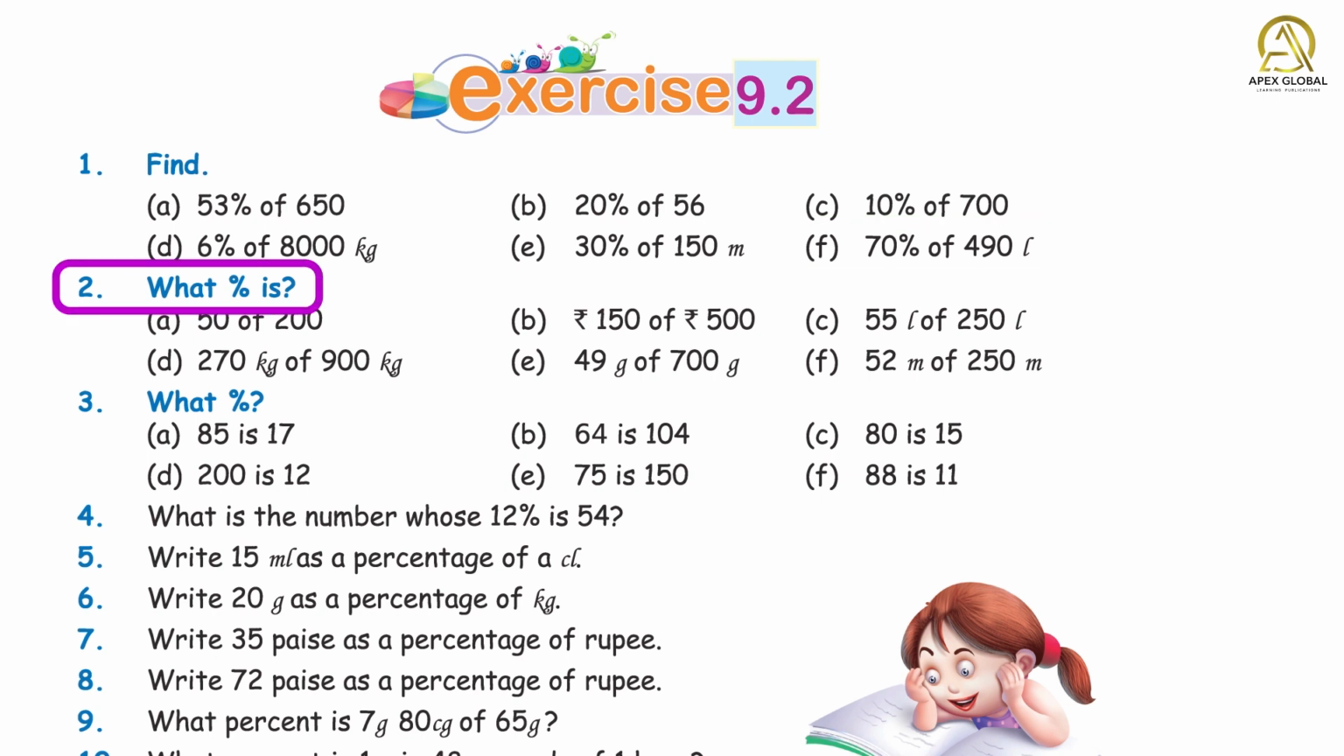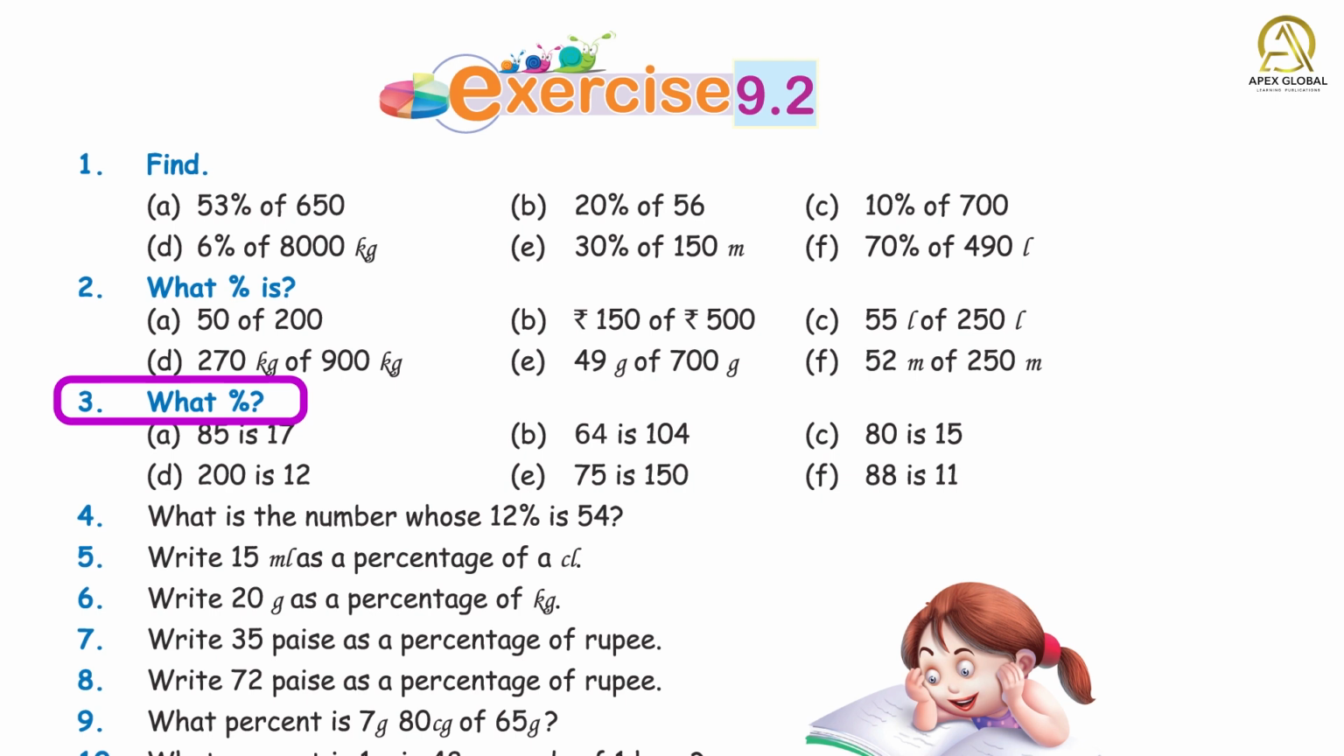Question 2. What percent is A. 50 of 200, 25%. B. Rupees 150 of rupees 500, 30%. C. 55 liter of 250 liter, 22%. D. 250 kilogram of 900 kilogram, 30%. E. 49 grams of 700 grams, 7%. F. 52 meter of 250 meter, 20.8%.